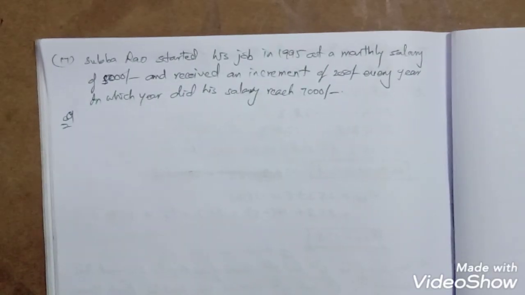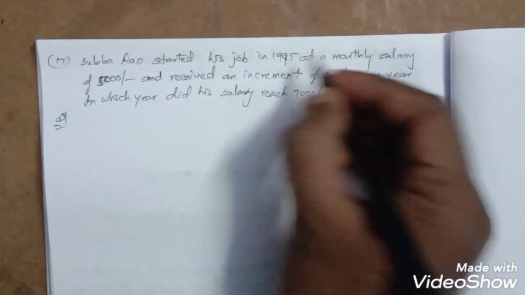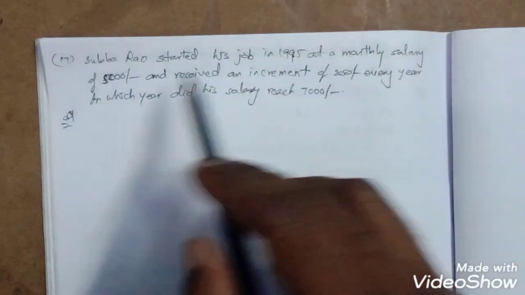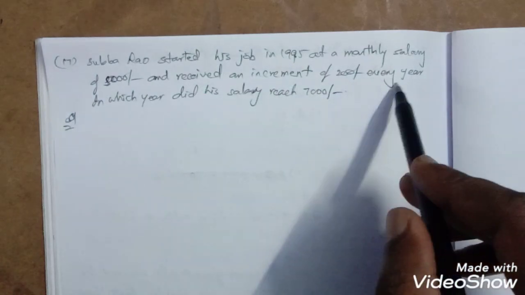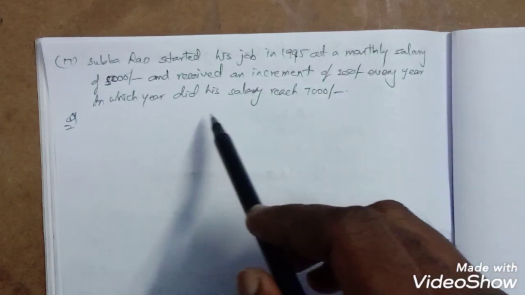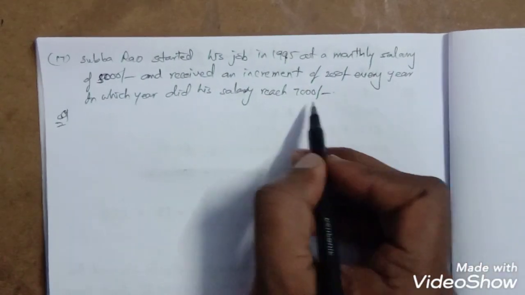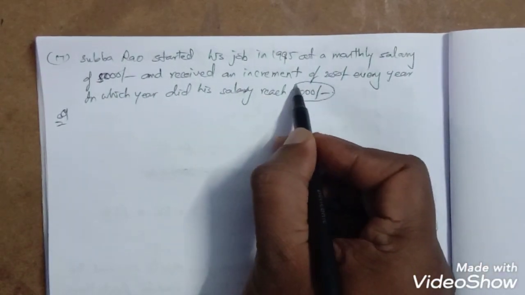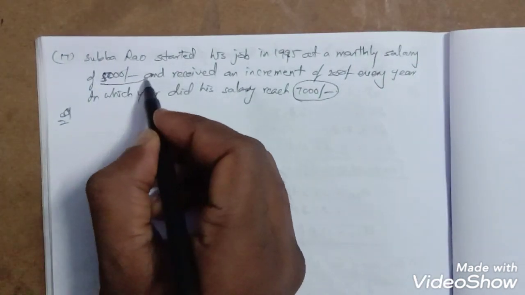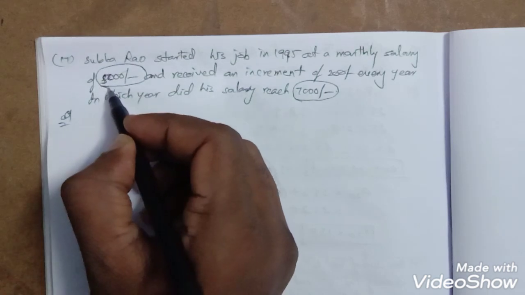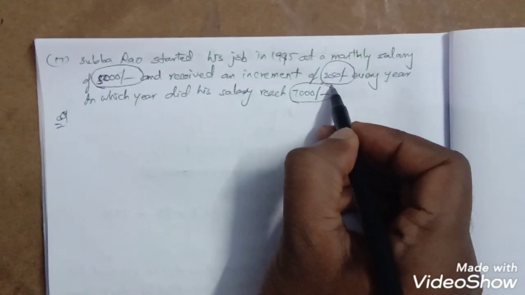Now your last question is given as: Subbarao started his job in 1995 at a monthly salary of 5,000 rupees and received an increment of 200 rupees every year. In which year did his salary reach 7,000? Right. Now we have to find in which year he will get 7,000 rupees, when he started his job with 5,000 rupees and the increment is 200 rupees.